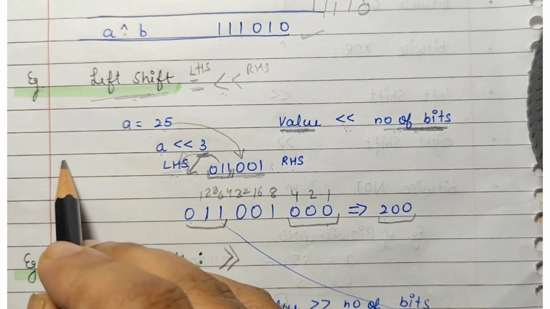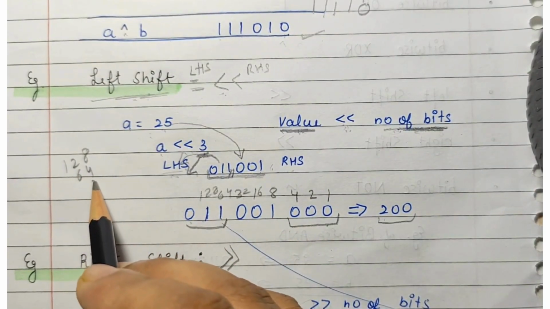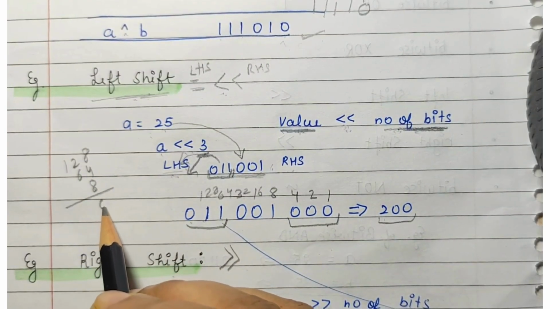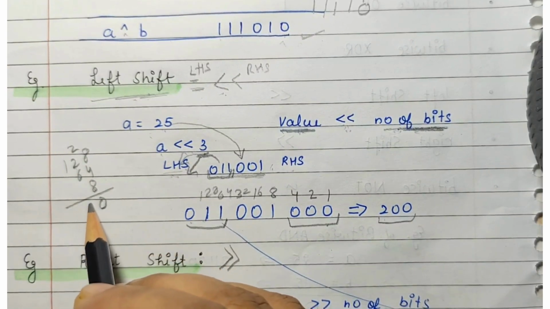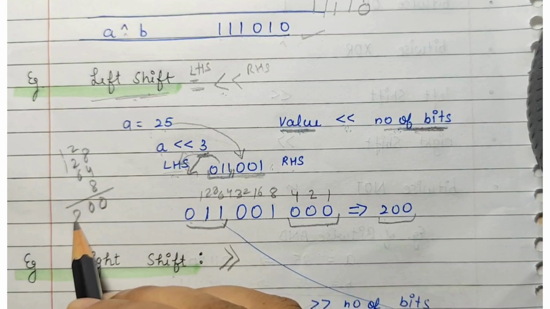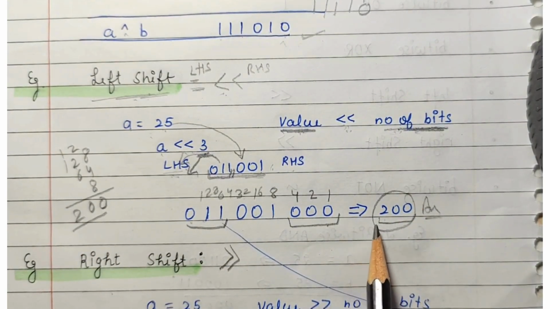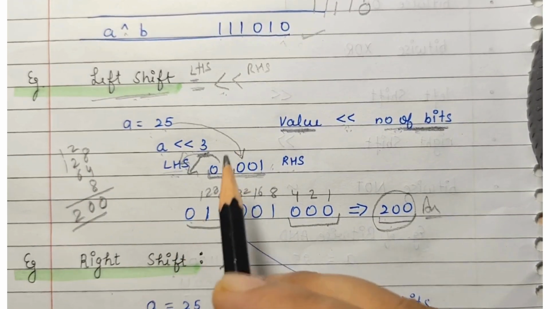So perform the addition: 128 plus 64 plus 8. 8 plus 8 is 16, 16 plus 4 is 20. So 0 here, 2 is the carry, 6 plus 2 is 8, 8 plus 2 is 10, 0 here, 1 is carry, so it becomes 200. So this is the correct answer. After the left shift operation by 3 bits, this is the output. I hope all of you are clear about this left shift.